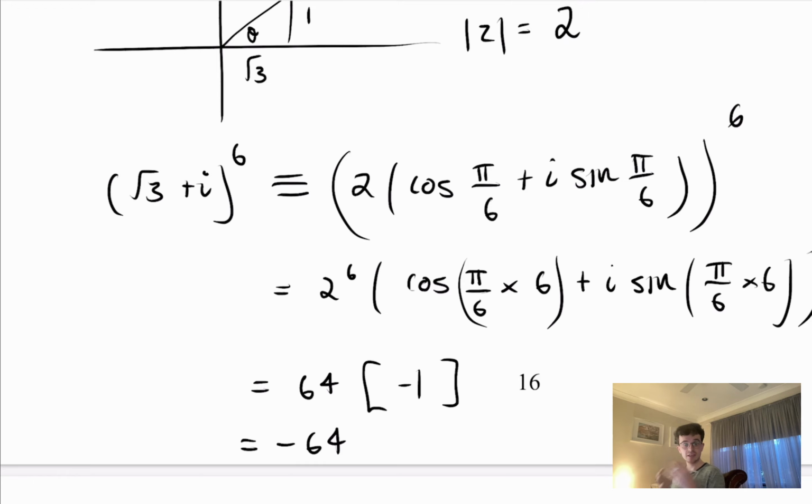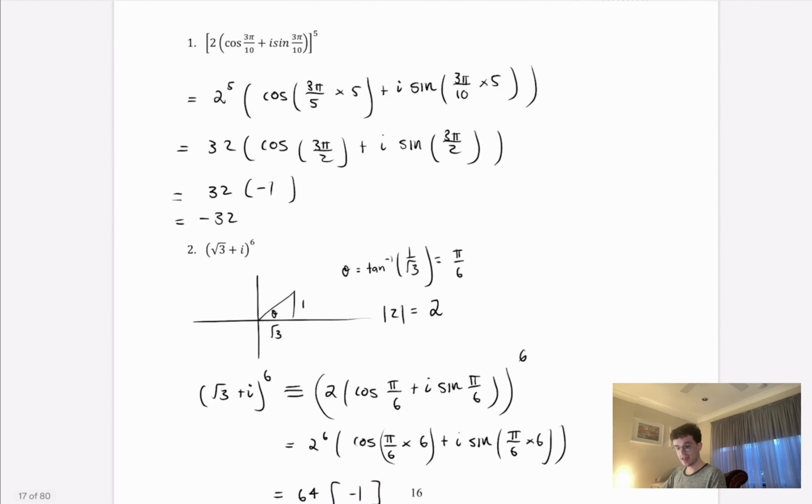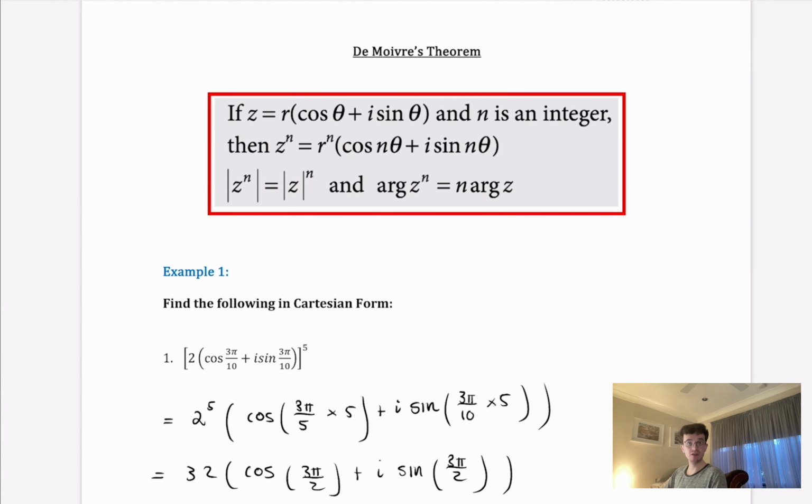Of course, in class we're going to get into some more complex examples, but that there is the basis of De Moivre's theorem, and it allows us to quickly expand complex numbers raised to higher powers.